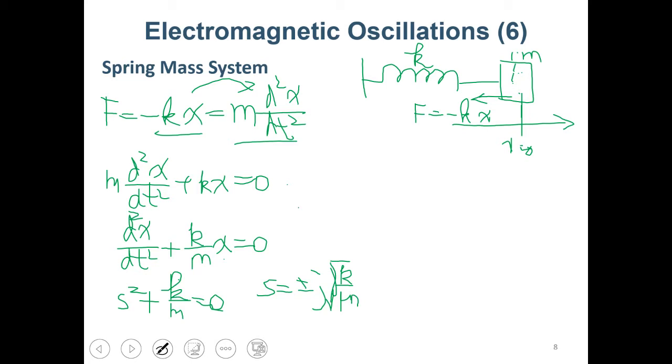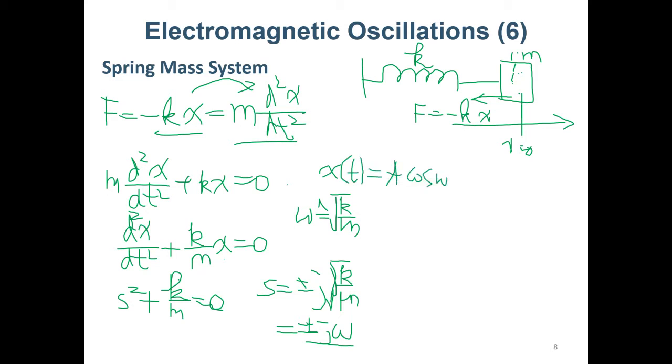And actually we'll call omega square root of k over m. We can define this as the natural frequency of the spring mass system. So it can be written as plus or minus j omega, or omega 0. So in this case, as long as we have these two roots for the characteristic equation, the expression for x will be a cosine omega t plus b sine omega t.